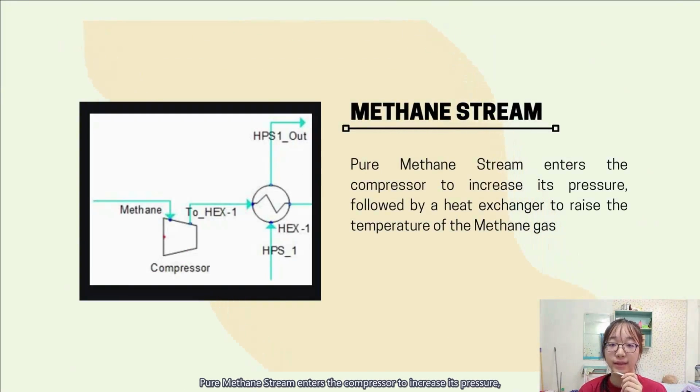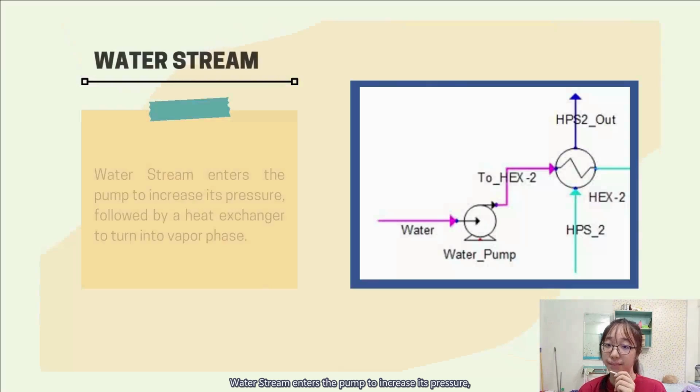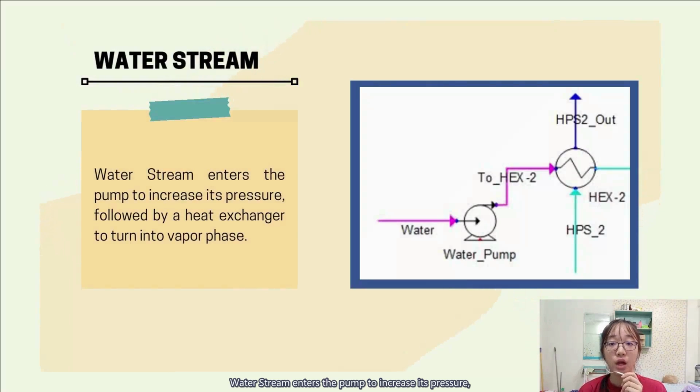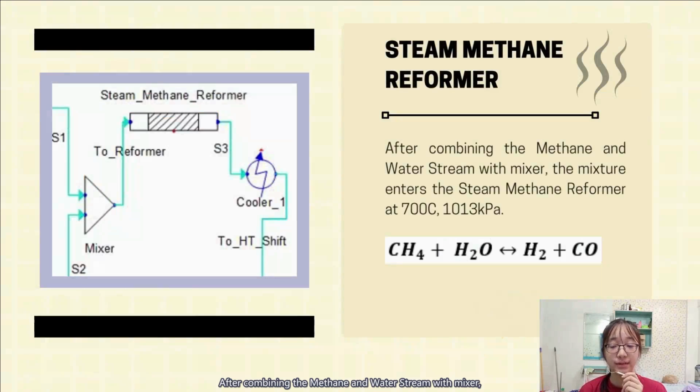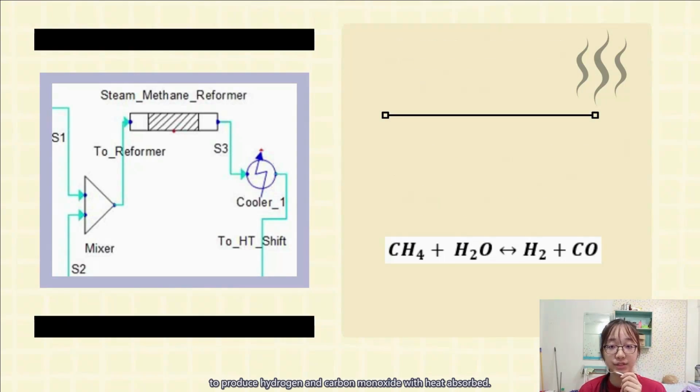Pure methane stream enters the compressor to increase its pressure, followed by a heat exchanger to raise the temperature of the methane gas. Water stream enters the pump to increase its pressure, followed by a heat exchanger to turn into vapor phase. After combining the methane and water stream with mixer, the mixture enters the steam methane reformer at 700 degrees Celsius and 1013 kPa.